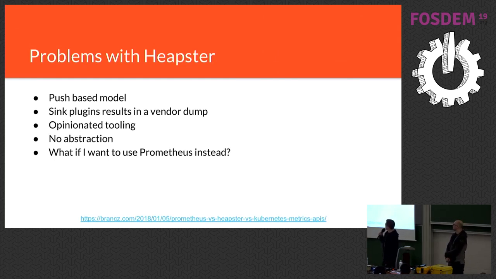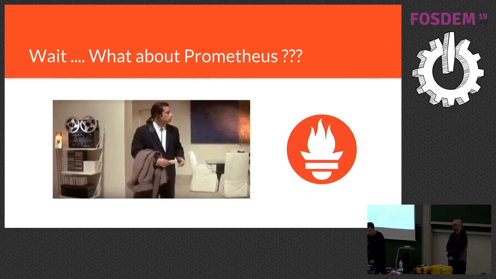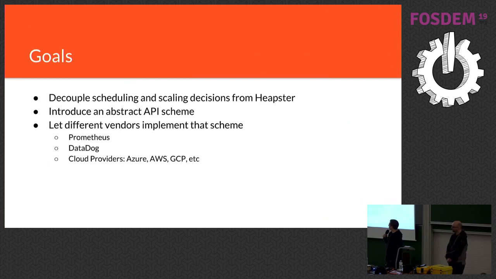These were the problems, and it was a push-based model. It had vendor dumps, opinionated tooling, no abstraction, and what about Prometheus, right? We want to use Prometheus, so where is it? So these were the goals for refactoring this: trying to decouple it and introduce an abstract API schema so that we can actually use Prometheus or maybe something else even if we want to.